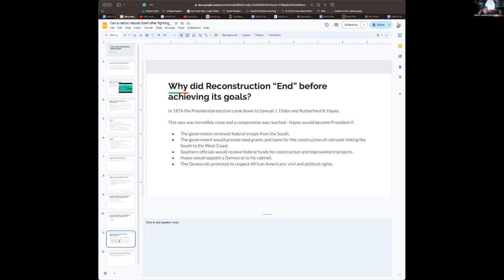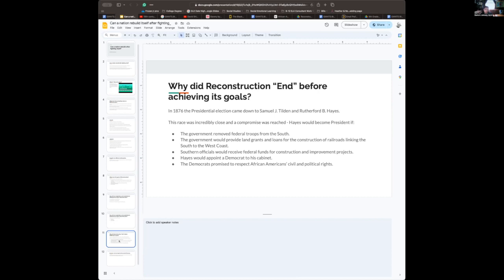Government was going to remove federal troops from the South. If you're removing your major enforcement, people are going to be a lot less likely to follow. It's the reason you see state police all over the highway. If we all drove the highways and knew the state police were never on the highway, we probably would drive whatever speed we wanted to, right? So it's the same sort of thing.